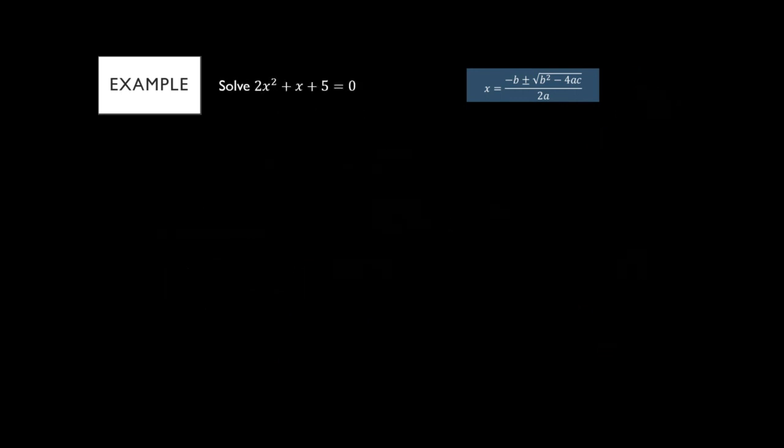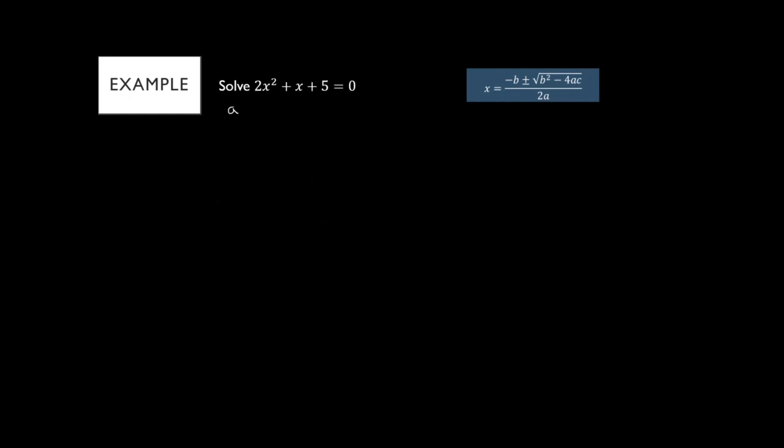So as promised, this one is going to give us a negative inside the square root to show you what that looks like and how it works. Again, this one would not factor. There's no way to get this one to factor. So we would have to do the quadratic formula.